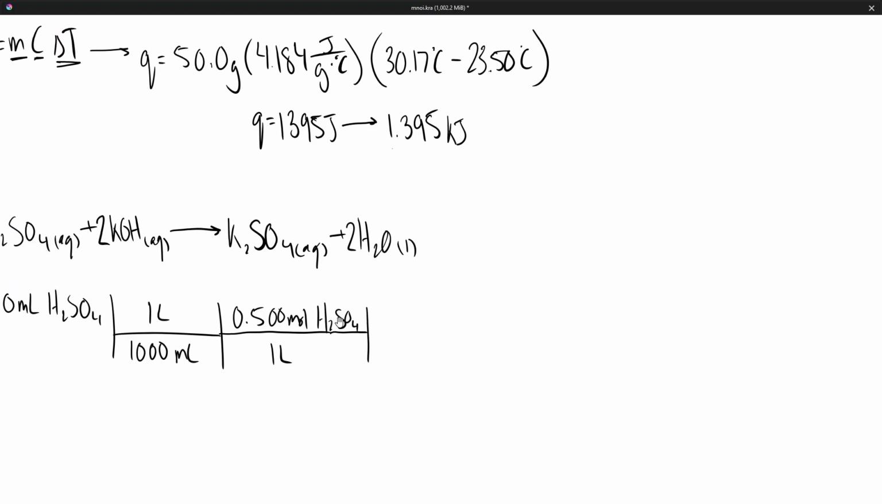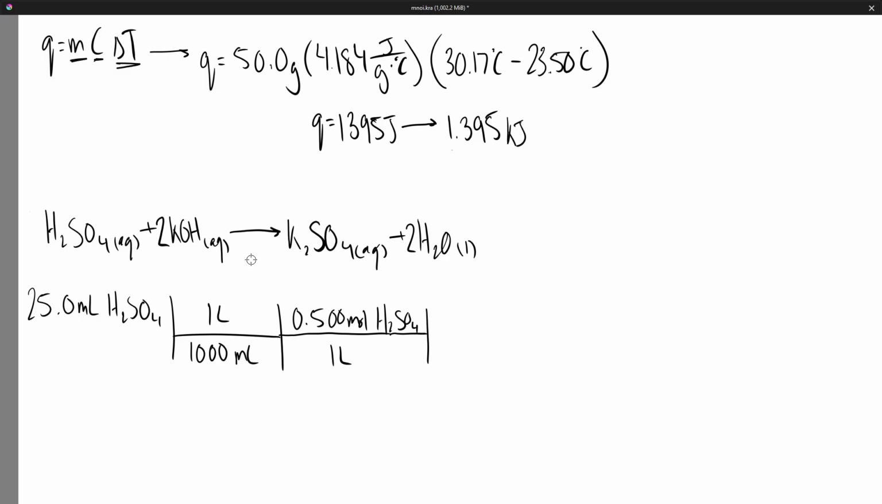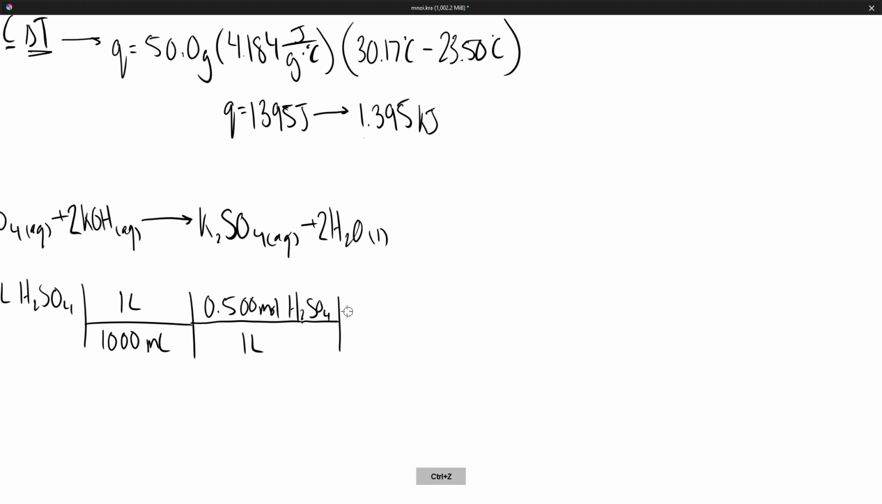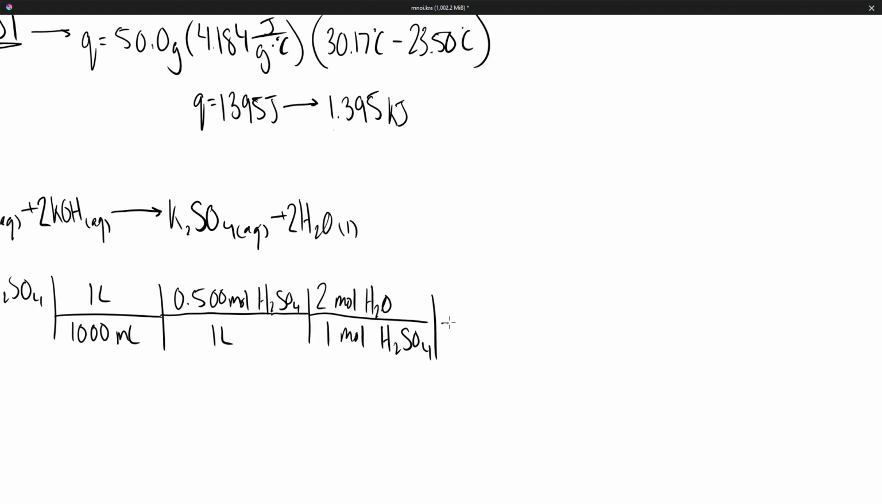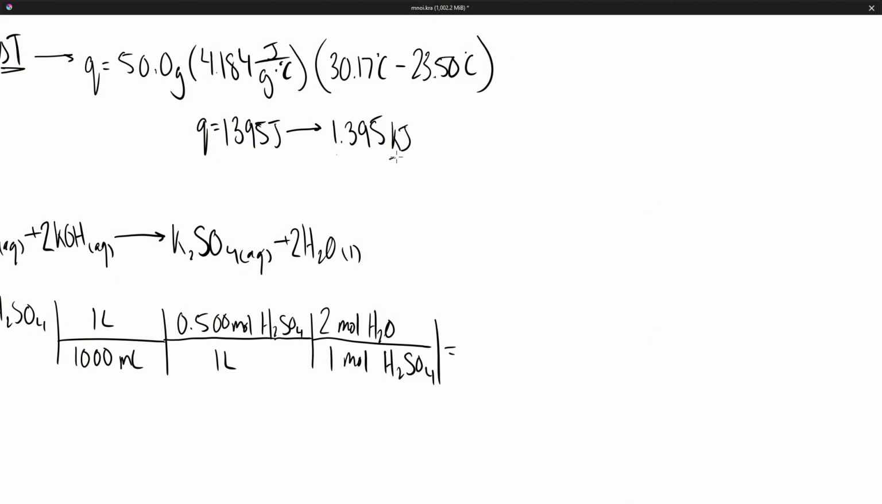From there, we can convert moles of H2SO4 to moles of water using this equation that we just did. So for every 1 mole of H2SO4, there's 2 moles of water. We can use that as a ratio. So 2 moles of water and 1 mole of sulfuric acid. And we stop there. Usually in stoichiometry problems, you would convert this to number of grams, but since we want kilojoules per mole, we don't want to convert to grams.